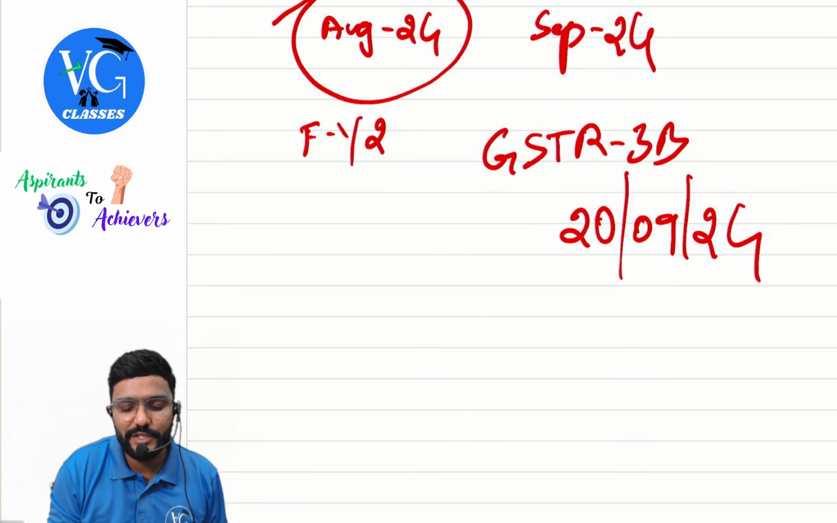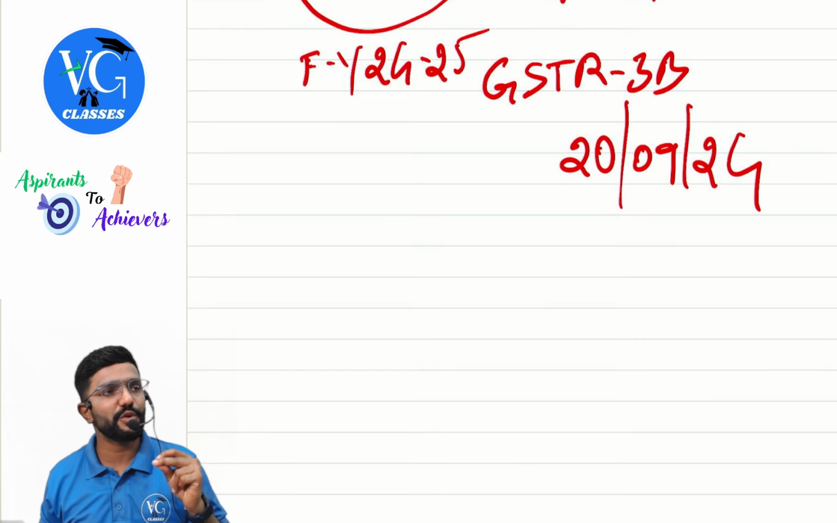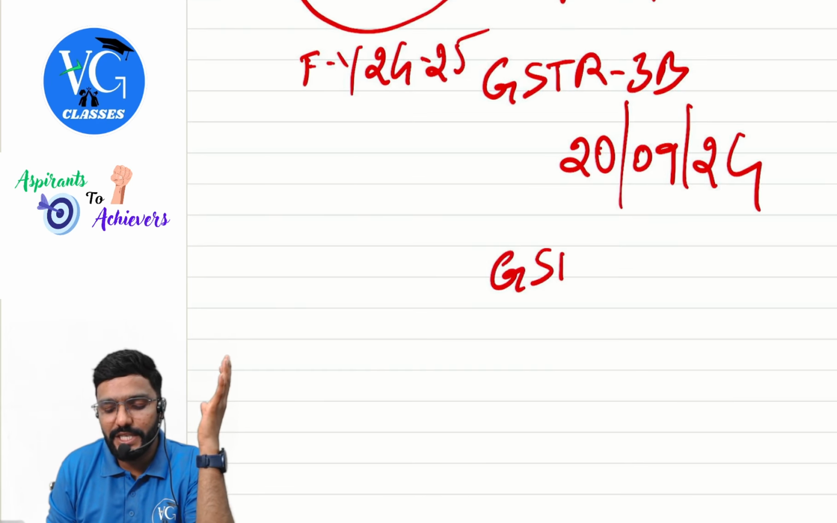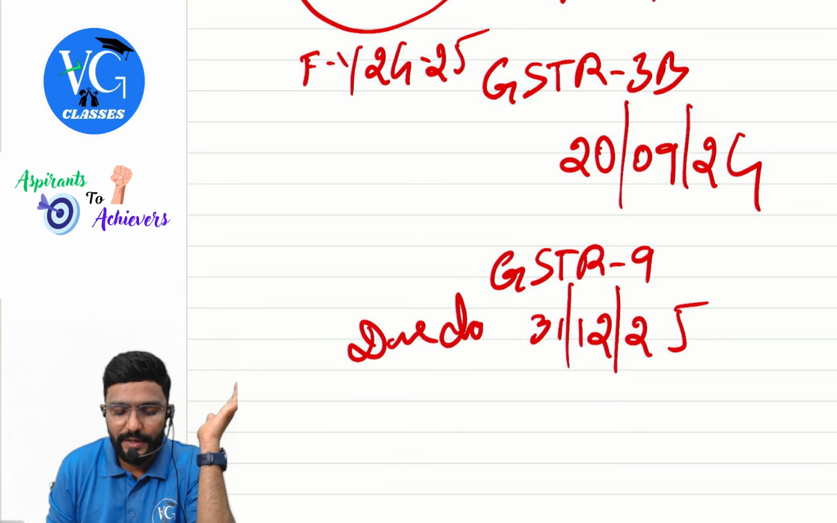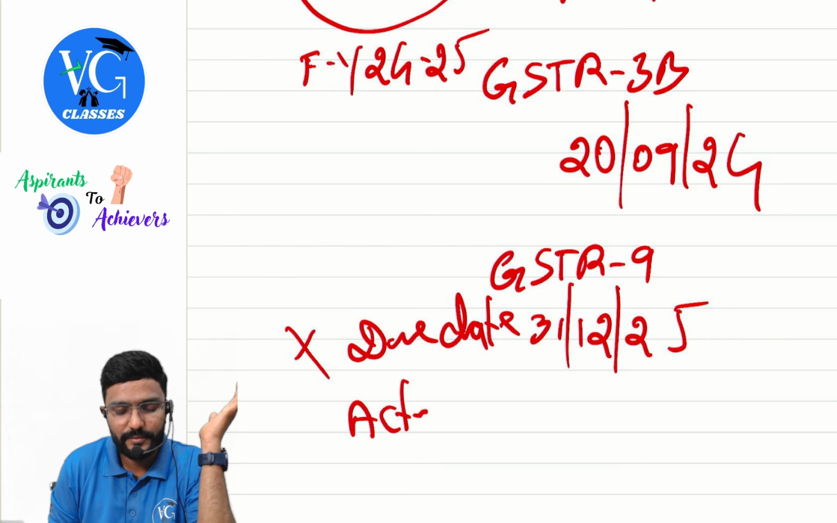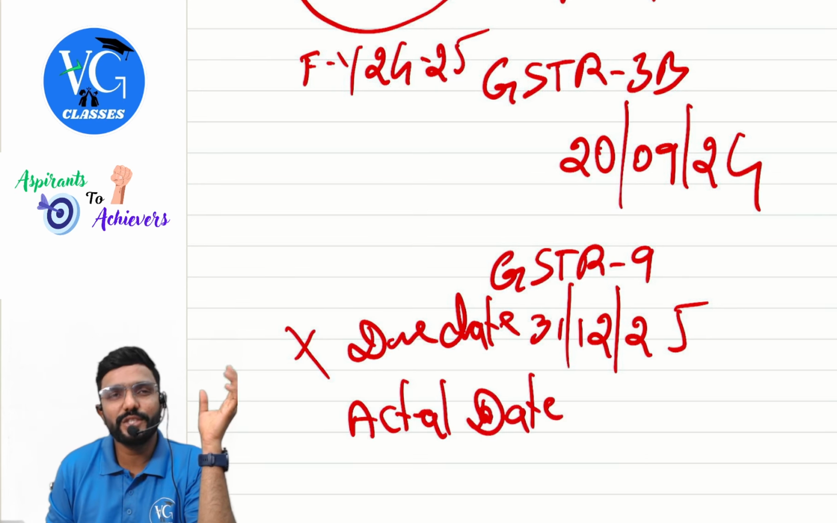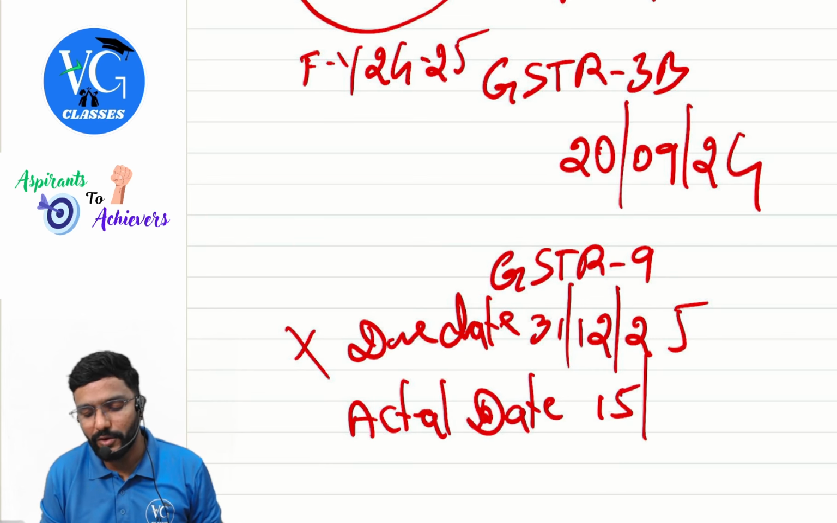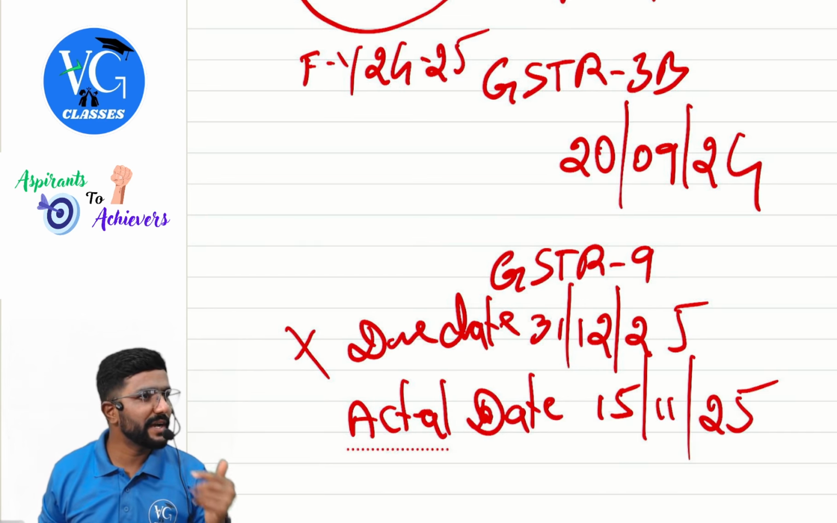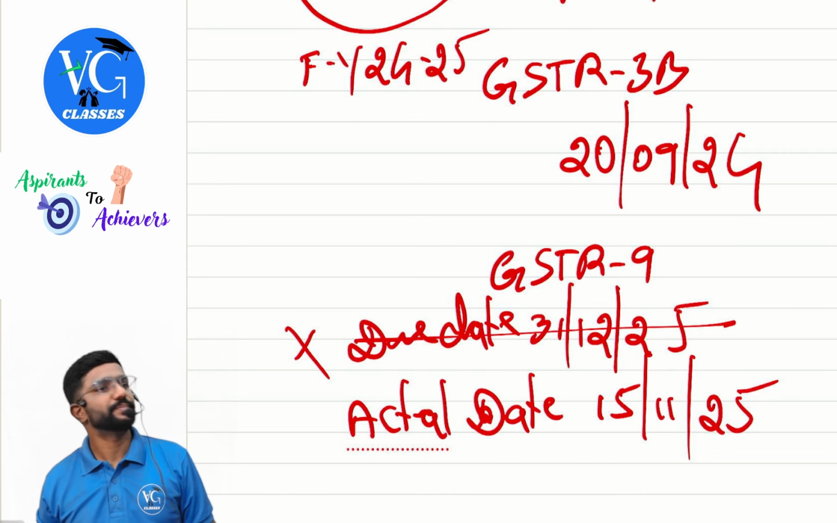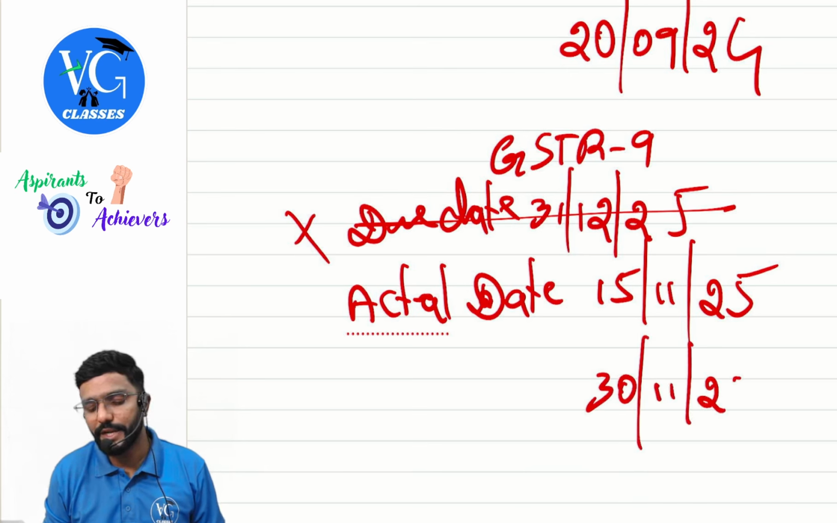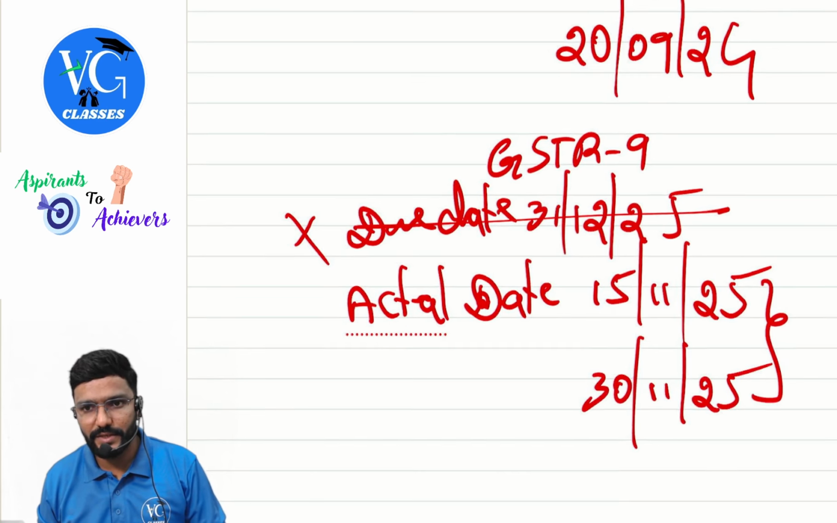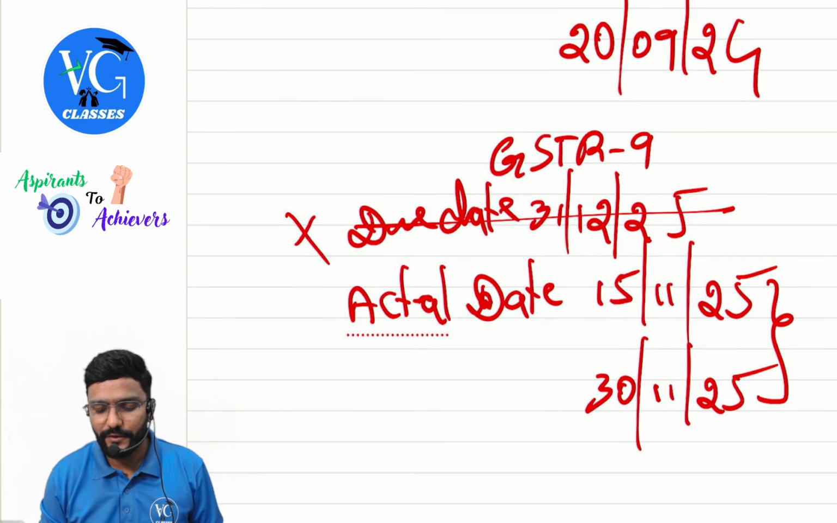August 24 will fall in financial year 24-25. Guys, for financial year 24-25, the due date to file GSTR 9 is 31st December of next year. But they are not talking about the due date. They are talking about the actual date. Assume you actually filed your annual return on 15th November 25. So should we take the due date or the actual date? Actual date. Then compare that with one standard date, 30th November 25. Whichever is earlier, guys. Which is earlier? 15th November.